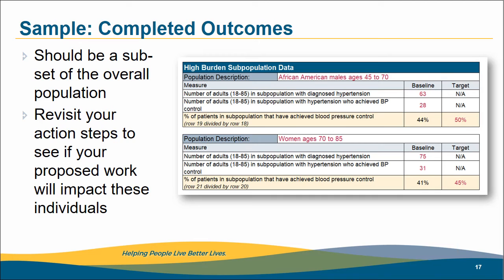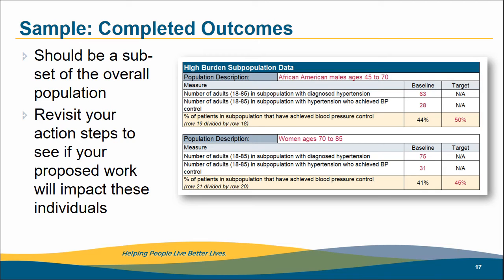So previously, when you look at the clinic overall, 58% of those who were diagnosed with hypertension had their blood pressure under control. You'll see within these high burden subpopulations that for that top one, only 44% have blood pressure control, and then women ages 70 to 85, only 41% have achieved blood pressure control. That's what prompted the clinic to look more closely within those specific high burden subpopulations.